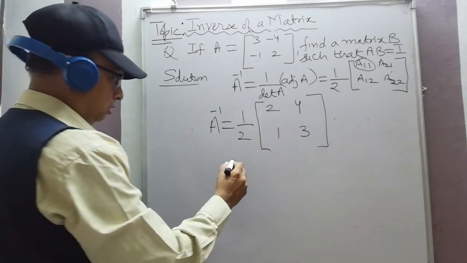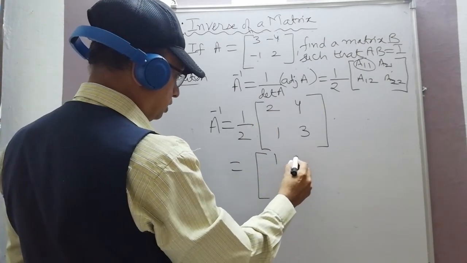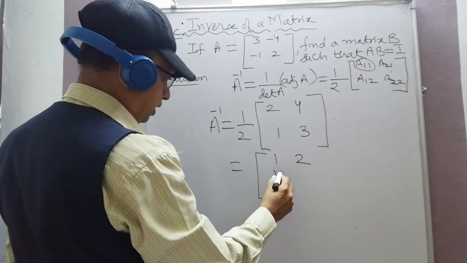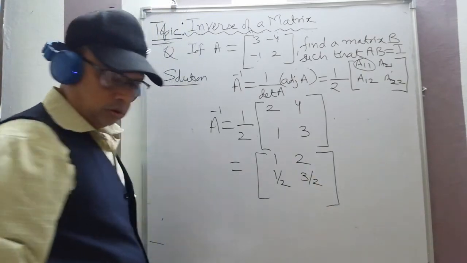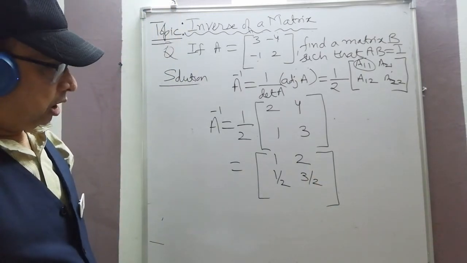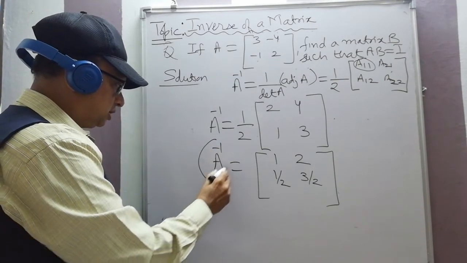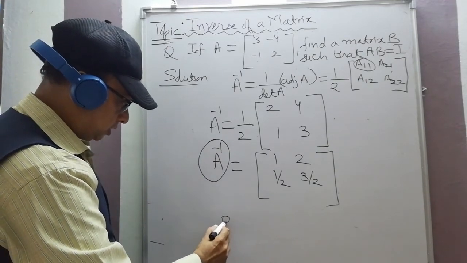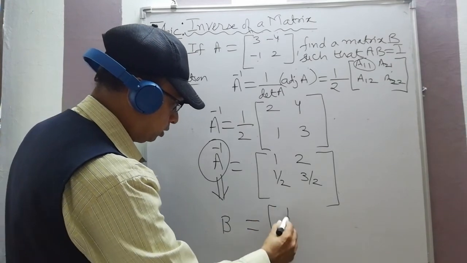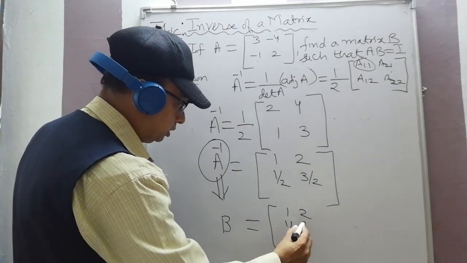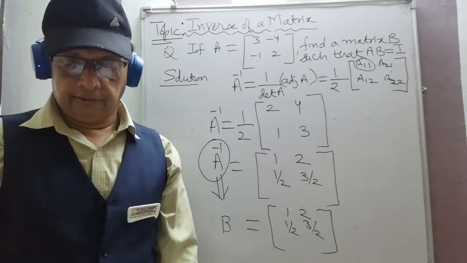Simplified further, on multiplying by 1 by 2, you are getting 1, 2, 1 by 2 and 3 by 2. So therefore, our matrix B is A inverse. Matrix B is equal to 1, 2, 1 by 2, 3 by 2. This is the required solution.